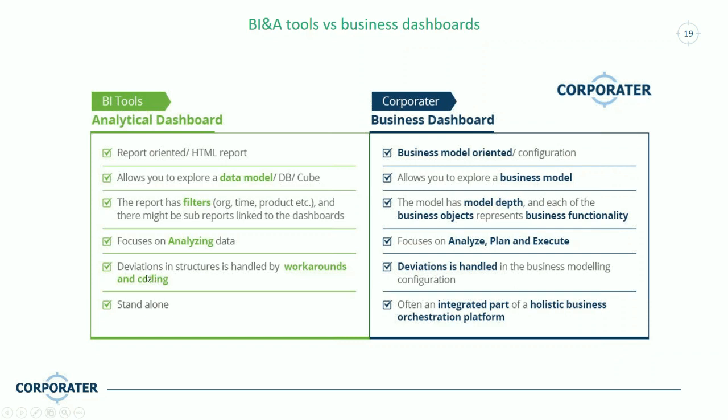One thing I would like to stress, which almost killed my project when I was not working in Cooperator, is the deviation. I'm coming back to that as a pitfall, but there is a lot of deviation, and that's how you do this with BI. You do workarounds and you do coding in order to reflect your business in these kinds of dashboards. And this is also standalone, but Cooperator offers an integrated part of a holistic business orchestration platform.